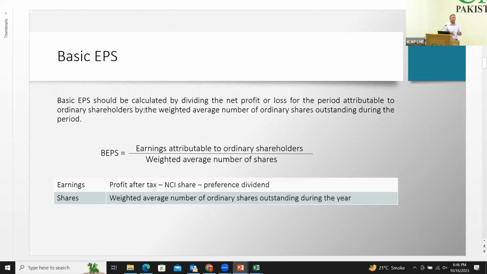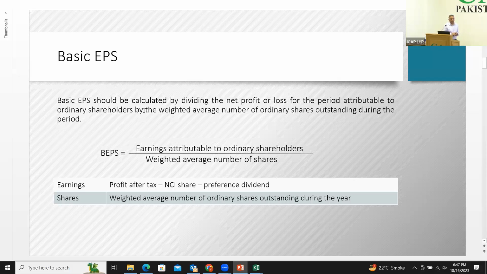Sometimes in an entity, there may be certain continuing operations or certain discontinuing operations. This IFRS requires that for continuing operations and for discontinuing operations, you should calculate separate EPS, both basic and diluted. Although this standard allows you to present net EPS on the face of the income statement, you can give a disclosure in the notes to the financial statements, or otherwise you can present on the face of the income statement from continuing and discontinuing.